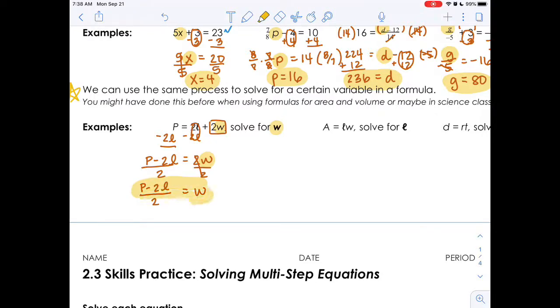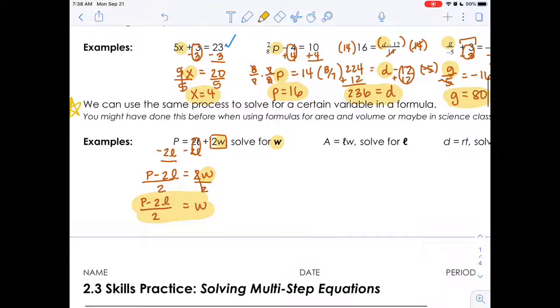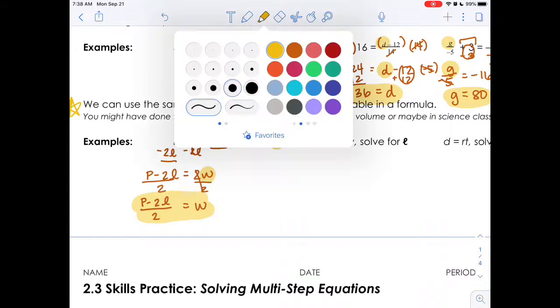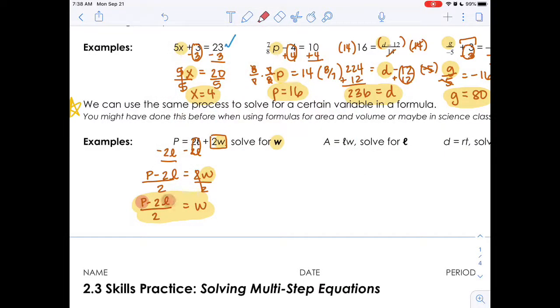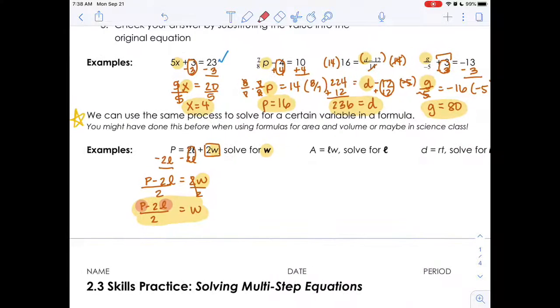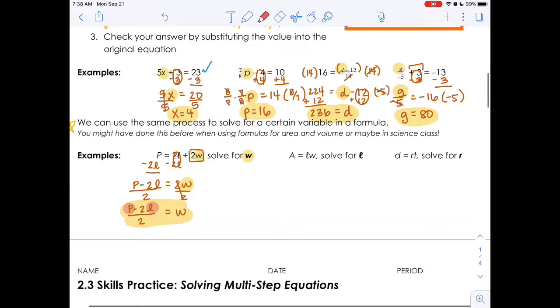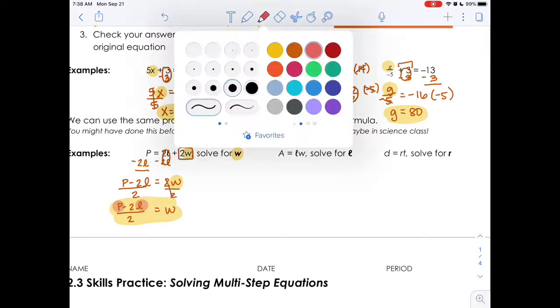We're not going to get a single number. But if you knew the perimeter and you knew the length, you could plug those right in here. You could plug in the perimeter, plug in the length, and you could solve for the width. So like I said, you maybe have done this before, but we're just going to show that you can do it here too.